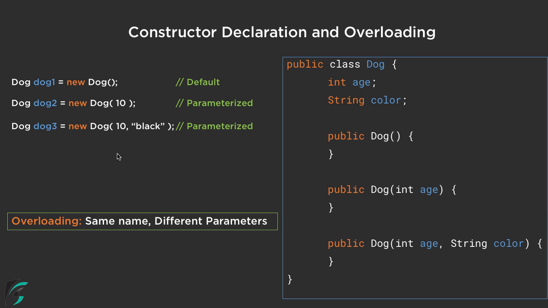So the compiler automatically calls the appropriate constructor when these statements are executed. Fine. So you need not worry about these things. The compiler will take care of this.